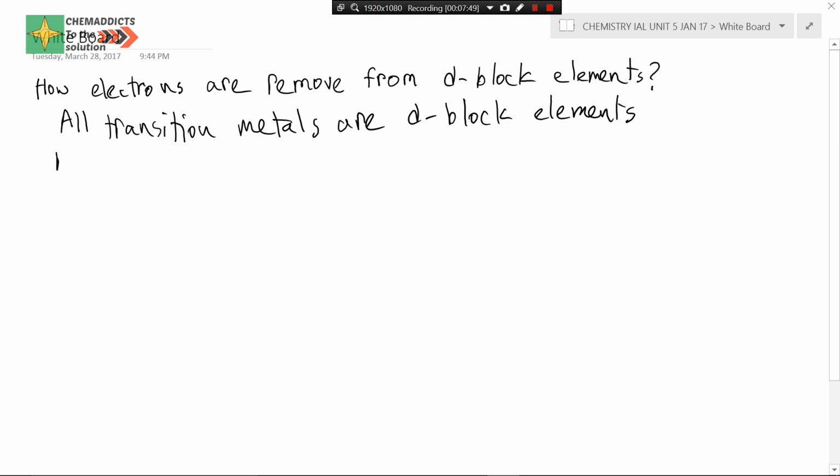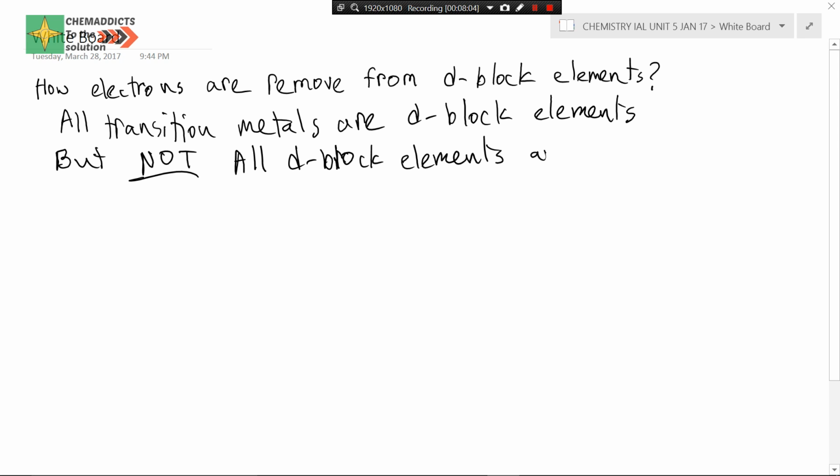All transition metals are d block elements, but not all d block elements are transition metals. Sorry, this should be the other way around: all transition metals are d block elements. Okay, so this is the key point of this solution. So we should consider all transition metals as d block elements, but not all d block elements are transition metals. Okay, so here is the concept.